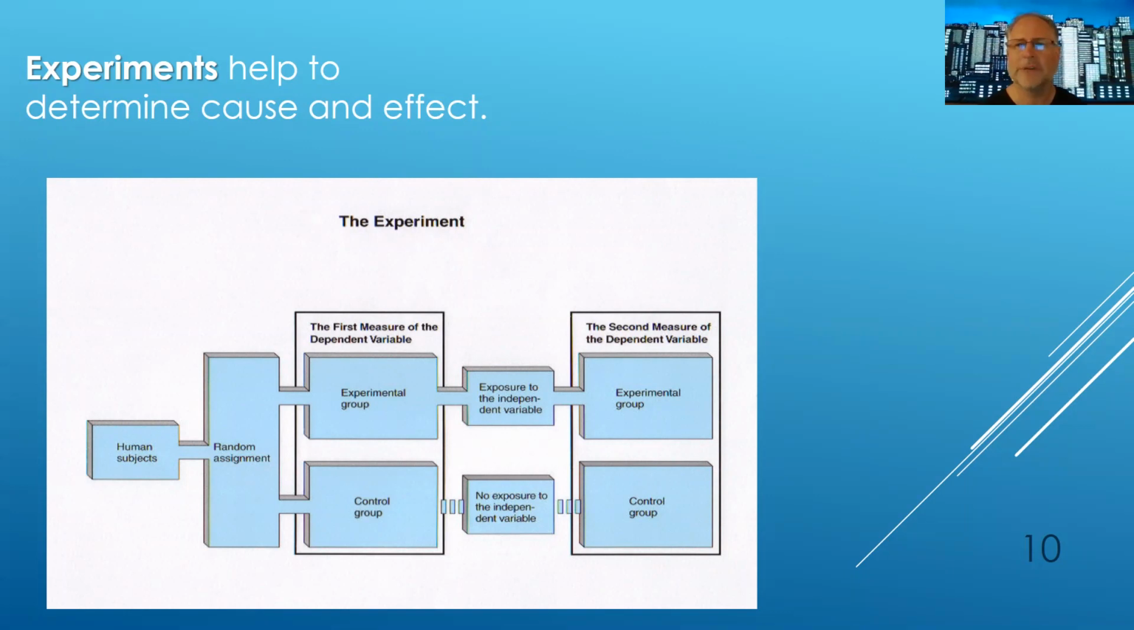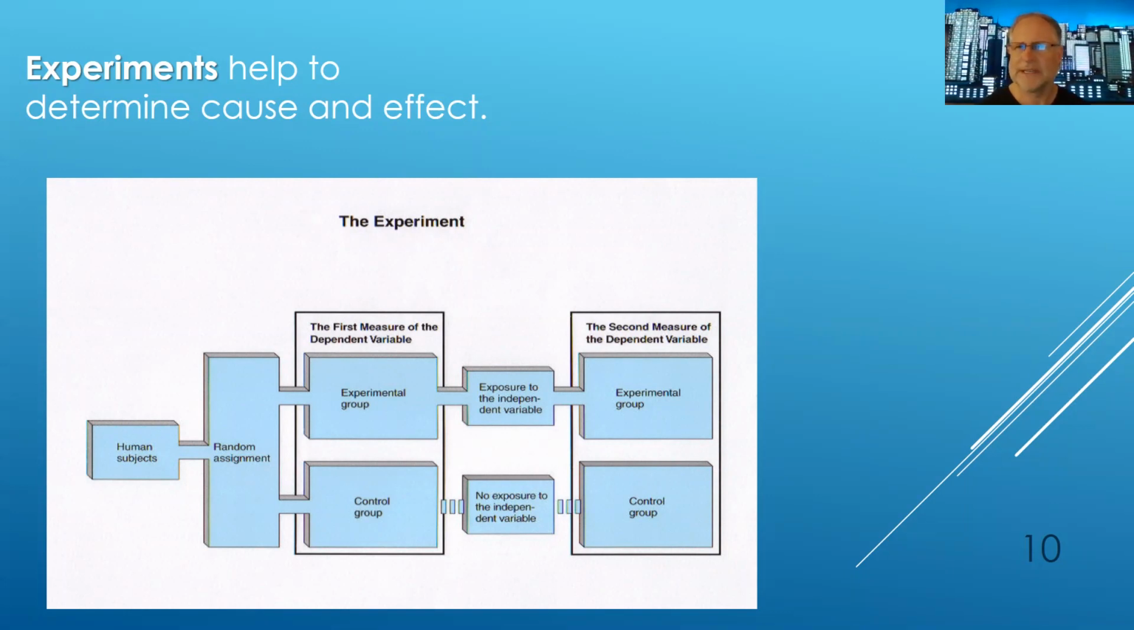That means every person that's going to be in this research has exactly the same likelihood of being in what's called either the experimental group or the control group. Okay, so we have the two groups. You might ask yourself, why do we have two groups?